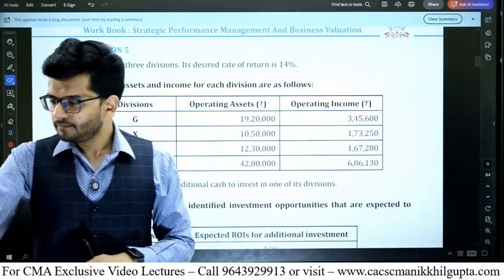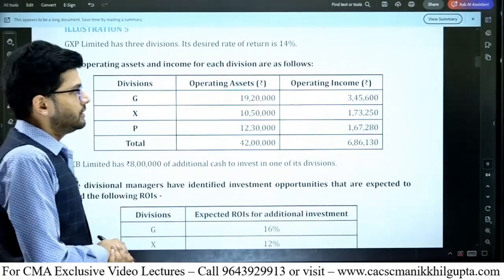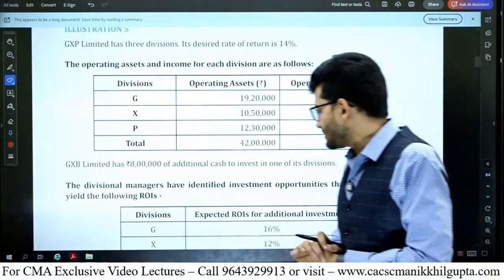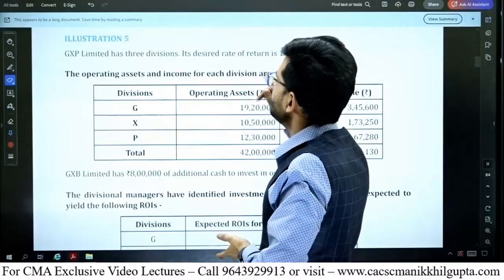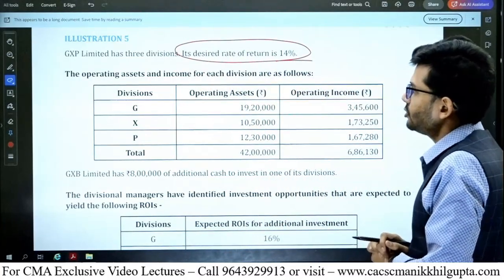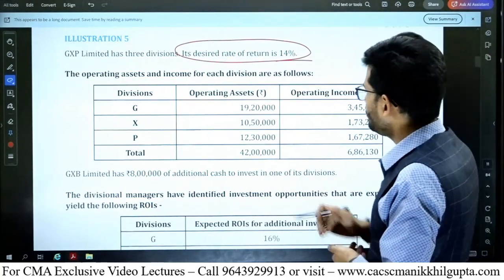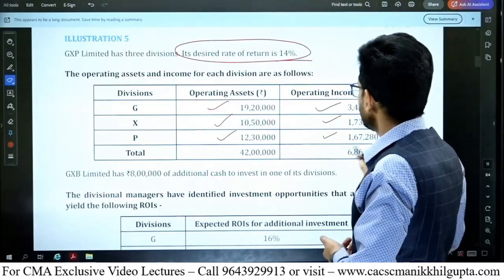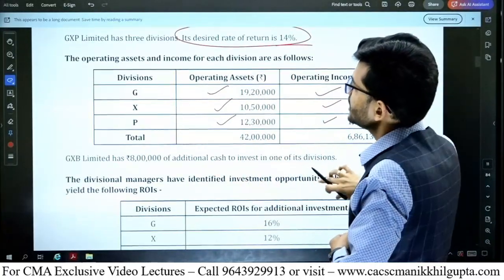Okay, so got it. All right, illustration number 5. Now this is a good question having a very unique kind of concept. Let's read this question. Illustration number 5. GXP Limited has 3 divisions. Its desired rate of return is 14%. So 14% is the desired rate of return. The operating assets and income of each division are given to you. These are 3 divisions of one company only.